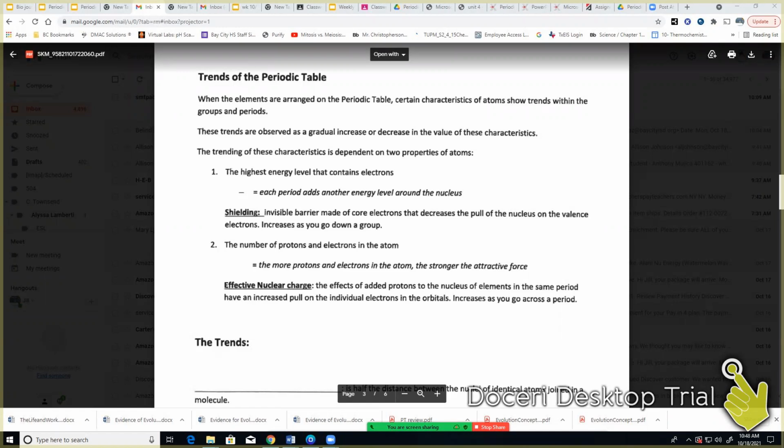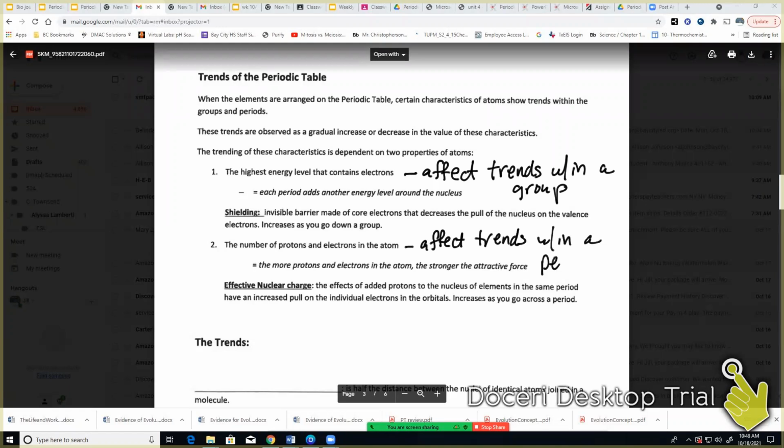So number one is going to affect trends within a group. And number two is going to affect trends within a period. So as you go down a group, each time you come down one period, you're adding another energy level. So each period adds another energy level to the nucleus.